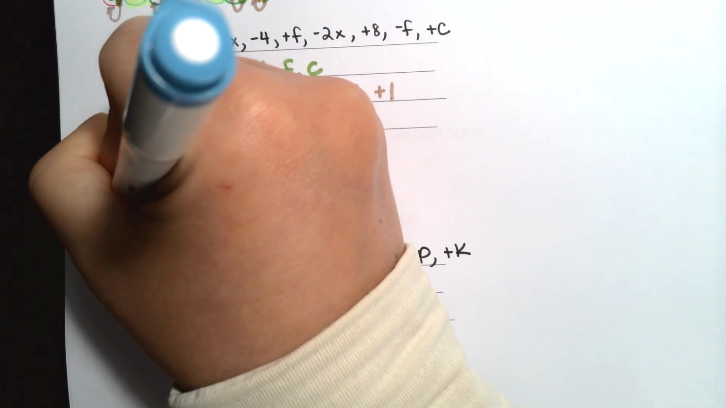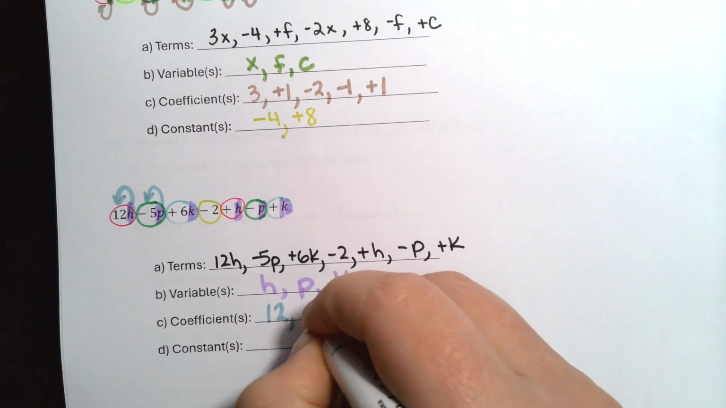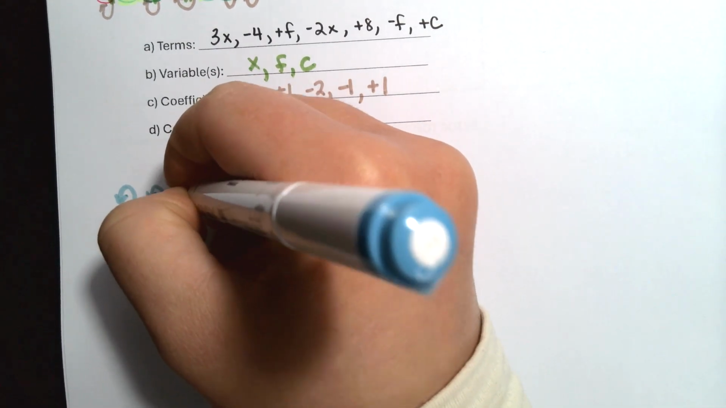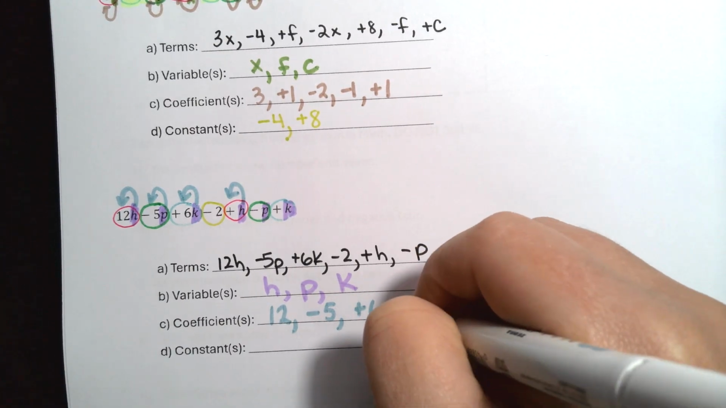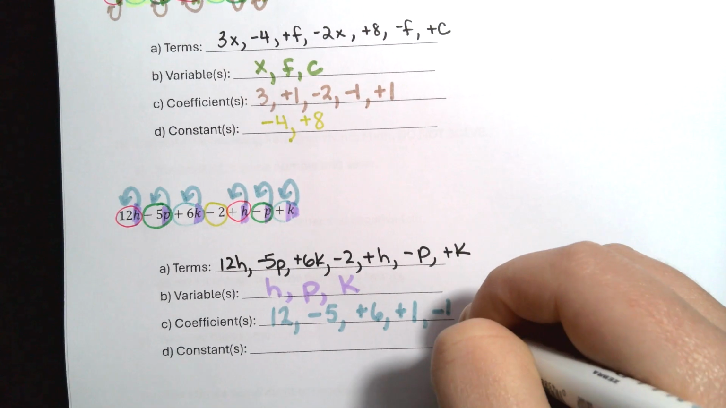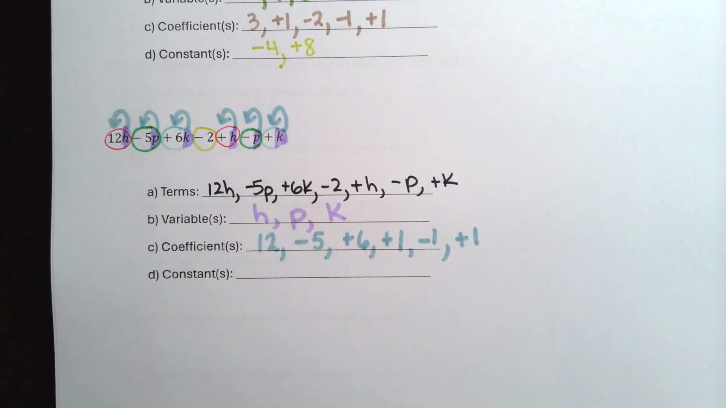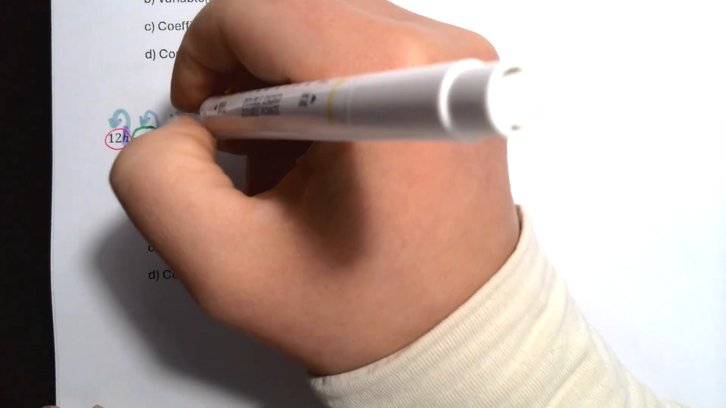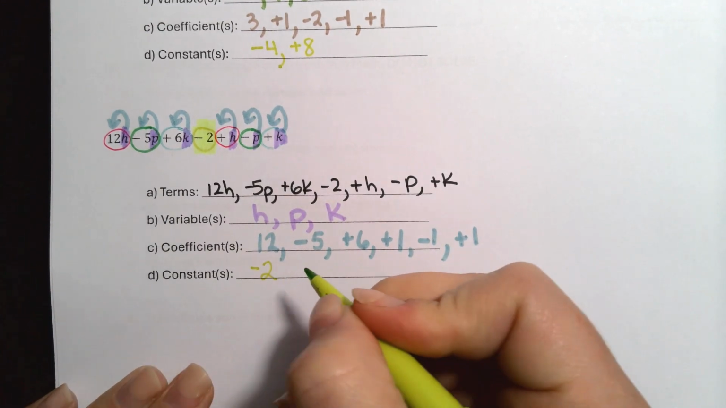In front of H, I have 12. In front of P, I have -5. In front of K, I have a +6. In front of H, I have a +1. In front of P, I have a -1. And in front of K, I got a +1. And remember, the constant is just the number without any letters. So the only term that I have without any letters is this -2. Everything else had a letter.